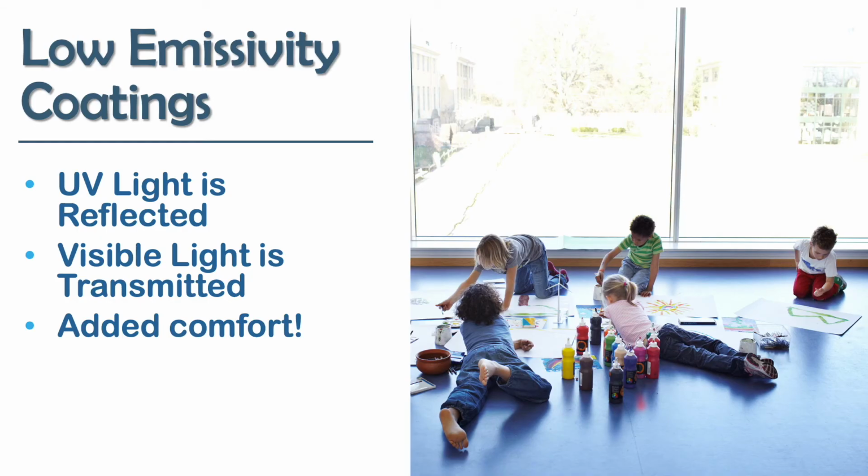Now I'm going to talk about low emissivity coatings, which are low E. In a nutshell, the UV light is reflected while visible light is transmitted. Also, infrared light is reflected. This is added comfort. If we look at this image right here, we can see it's especially glary outside, very bright, but inside it's not as bright, and these kids can happily play near the windows without being uncomfortable.